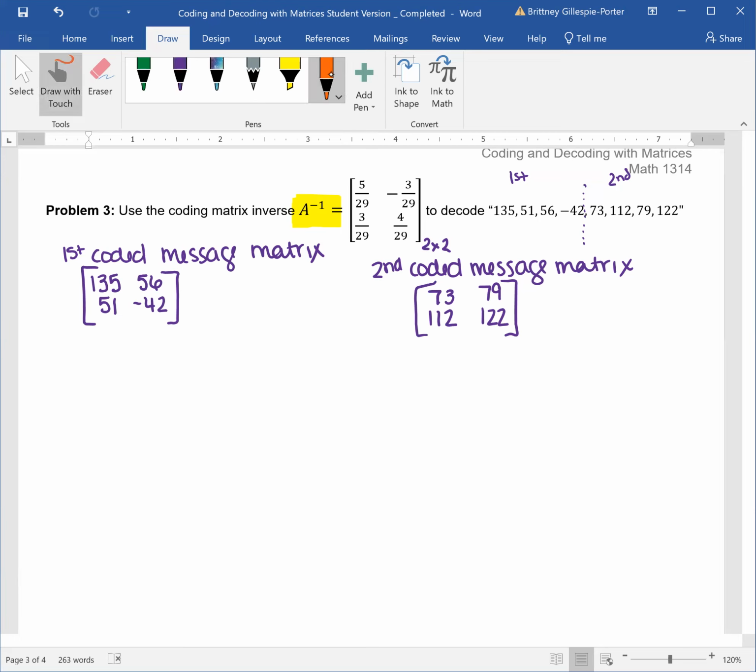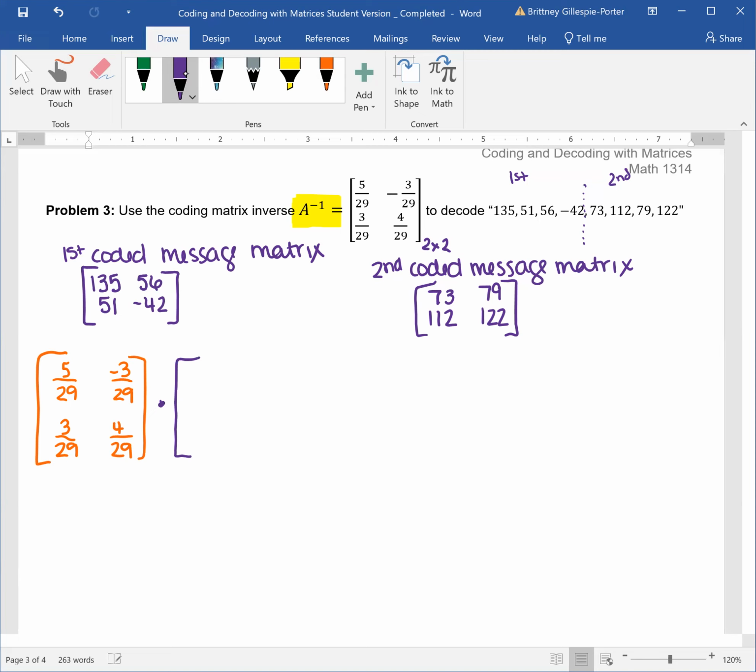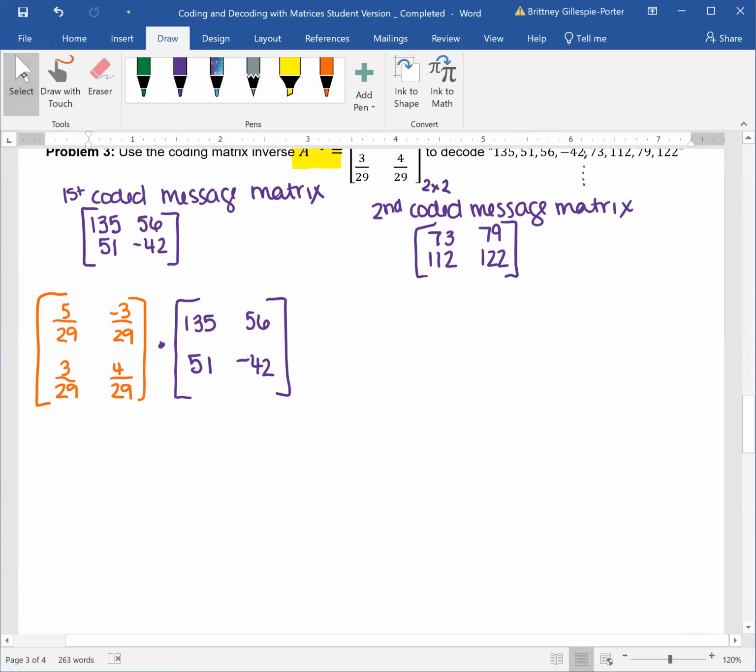So we need to make sure that A inverse does come first though. So we're going to have 5 over 29, negative 3 over 29 going across the top row, then 3 over 29, 4 over 29. That A inverse has to come first. We're going to take that times our coded message matrices, both of them, starting with the first coded message matrix, because it has to be in that order. Otherwise, we are going to get the message mixed up.